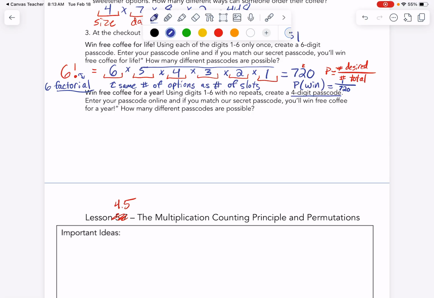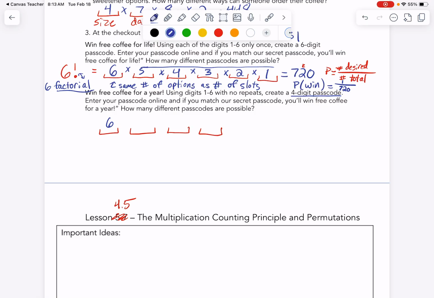And so we want to know how many different passcodes are indeed possible here. So since this is only 4 digits, we only have 4 different slots. So 1, 2, 3, 4. And then we're still going to have in that first slot, we're still using digits 1 through 6, no repeats. So in that first spot, we're still going to have 6 options.